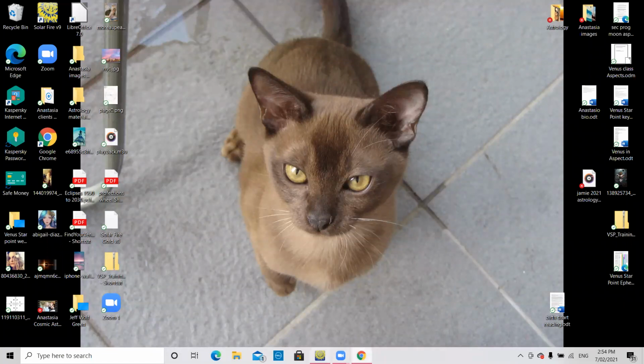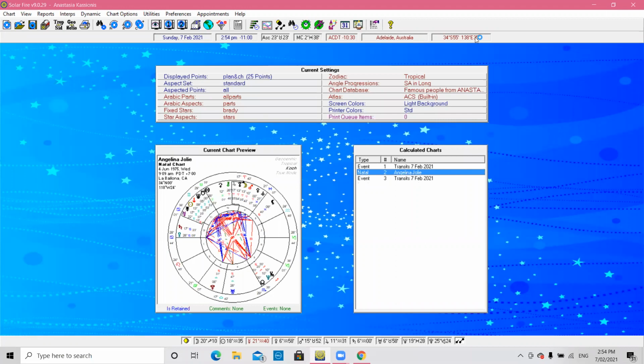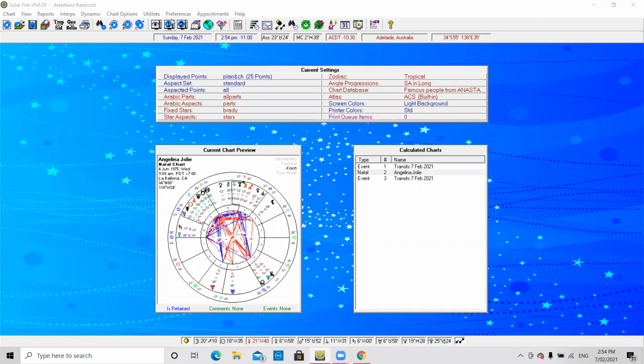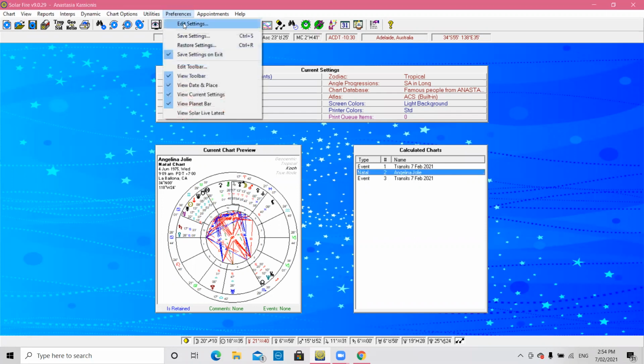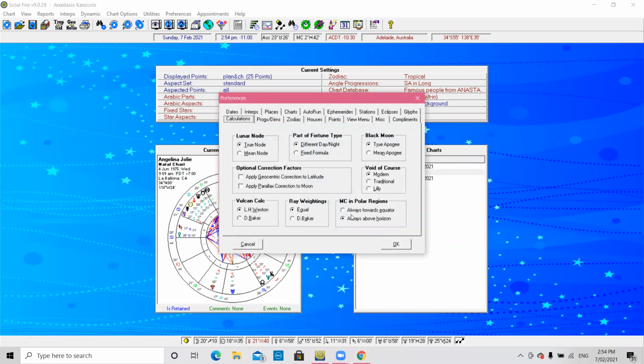Let me just share my screen actually to make that a little bit easier to follow. Okay, so here's Solar Fire. We're going to take a quick look at Angelina Jolie's chart, by the way. So here's preferences. If you look up the top here, you can see all these tab options. And so you go to preferences, you go to edit settings. It brings up this window and you can see just over here on the right hand side, there's the black moon. So it shows you the true apogee or the mean apogee. So that's the true Lilith or the mean Lilith. Now, in most astrological software, it'll just be set as a default on the mean position, the mean apogee. So as you can see, I've got the true highlighted. So that's where you go to make that adjustment.